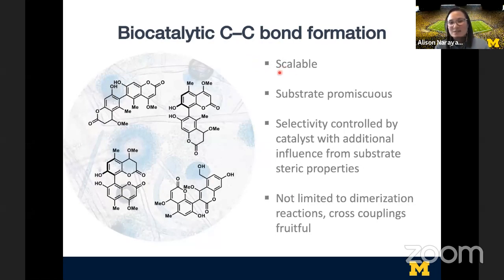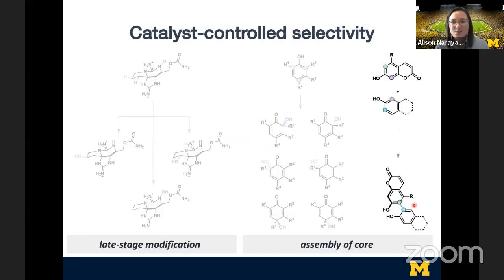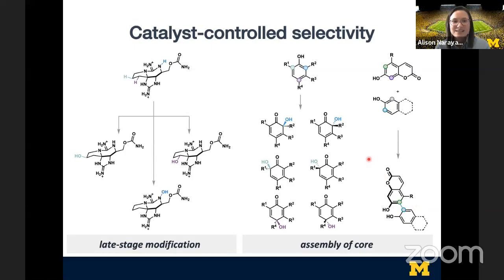Okay, and so at the point where this project stands now, we can start to answer some of these questions and we can say, yes, these reactions are scalable. They're somewhat substrate promiscuous. We can see catalyst controlled selectivity over a range of substrates, but there is also some influence based on the steric properties of the substrate, and that these reactions are not just limited to dimerizations. We can also start to see cross-coupling reactions. Okay, and so that's the sum of the chemistry that I wanted to share with you today that's focused on this catalyst-controlled selectivity in biocatalytic reactions.